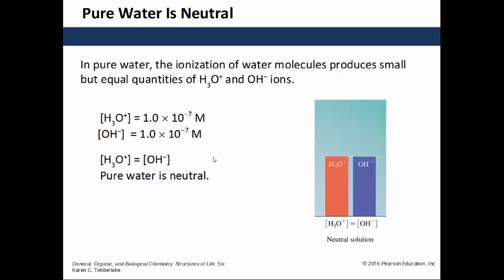For pure water, the ionization of water molecules produces small but equal amounts of both hydronium and hydroxide ions. If we look at the concentrations of both of those in pure water, you get this molarity, 1 × 10 to the -7. So they are both equal to each other. So pure water is a neutral compound. That's what's showing you here. Hydronium ion and hydroxide ion in pure water is a completely neutral solution.